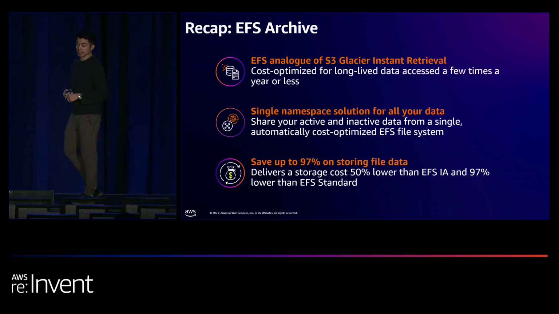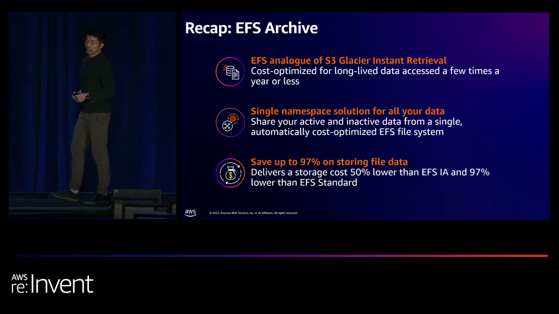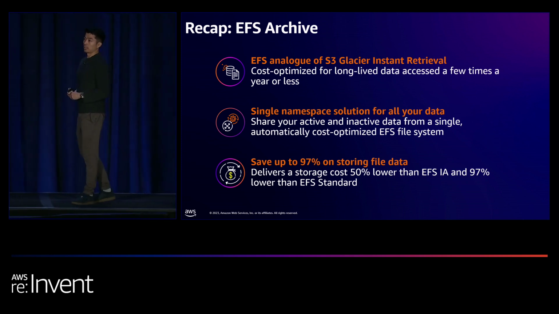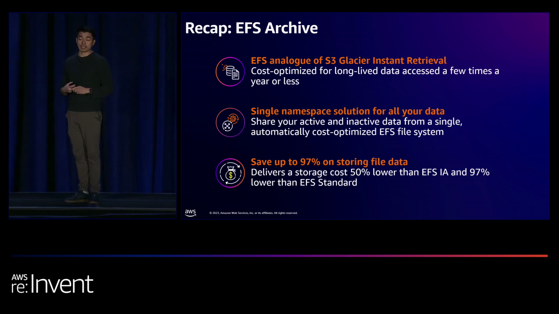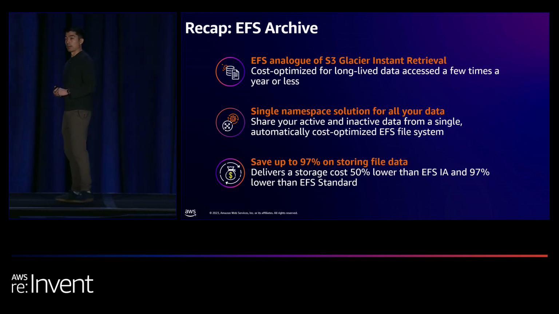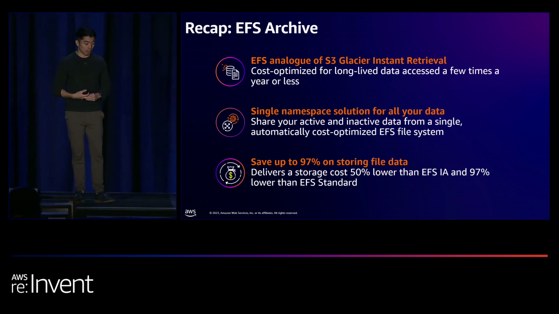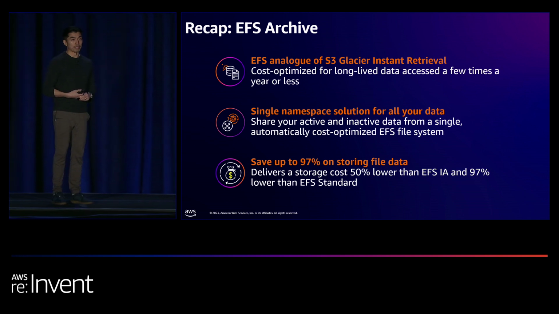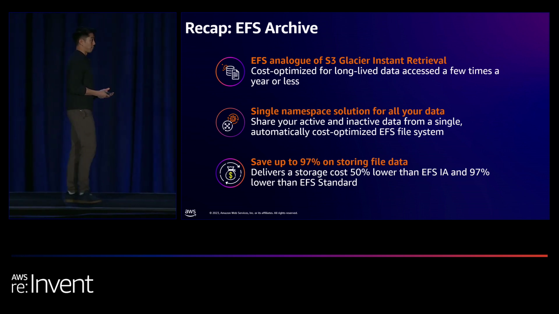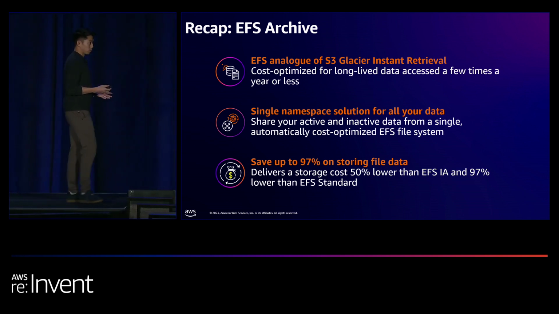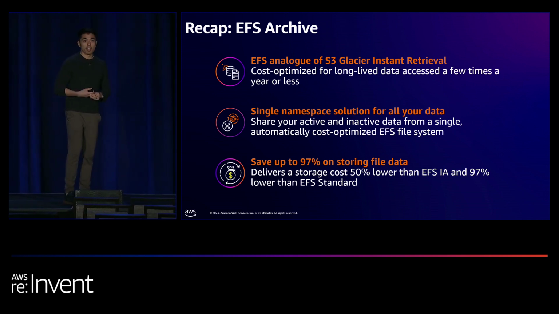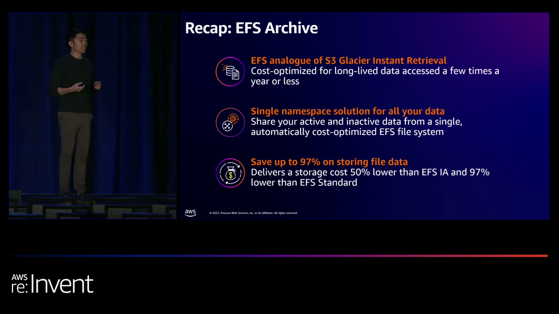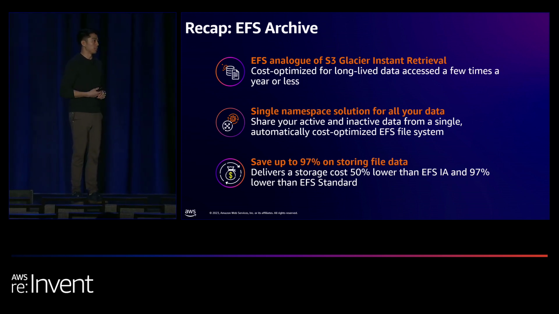And then the last thing is that EFS Archive helps you save up to 97% compared to EFS standard with a price of less than 1 cent per gigabyte a month, so 0.8 cents per gigabyte a month, and enables you to save up to 50% compared to even the reduced price that we just announced for EFS infrequent access, making EFS a cost-optimized solution for virtually any data set. And with these cost optimization features, you still get the full elasticity, the simple experience that EFS delivers today.